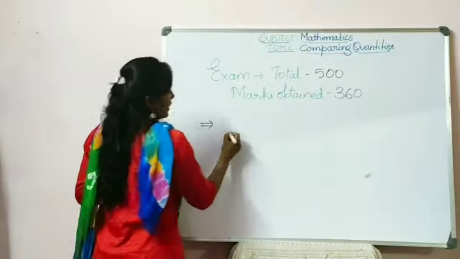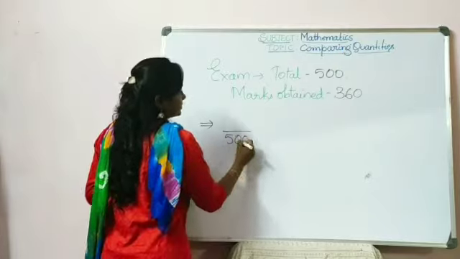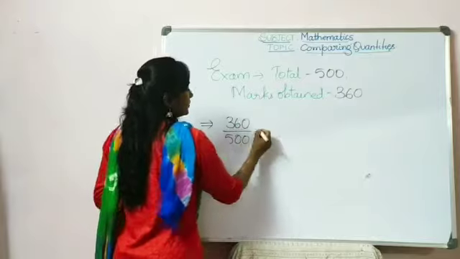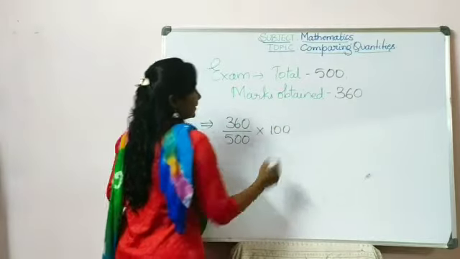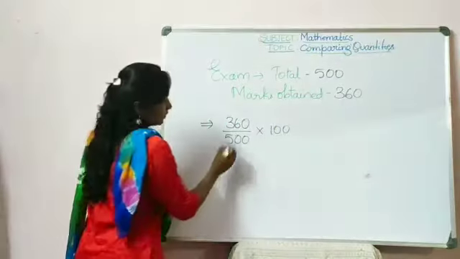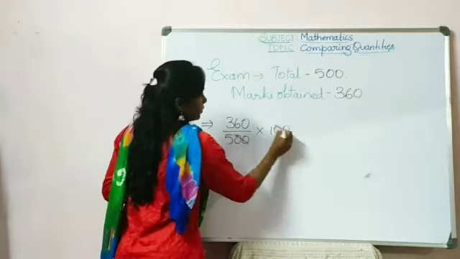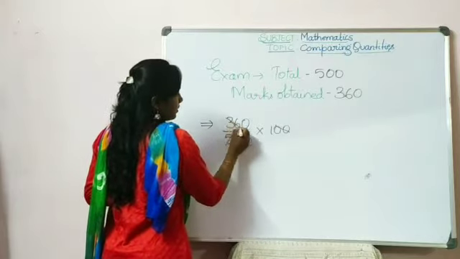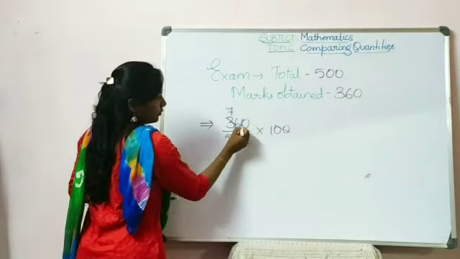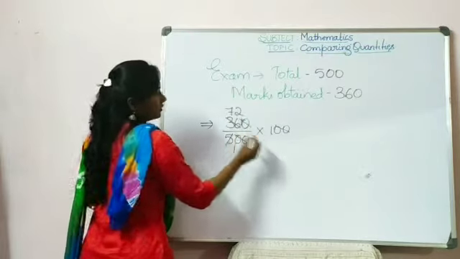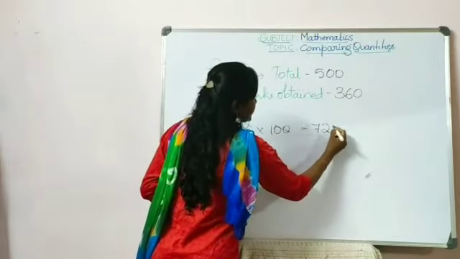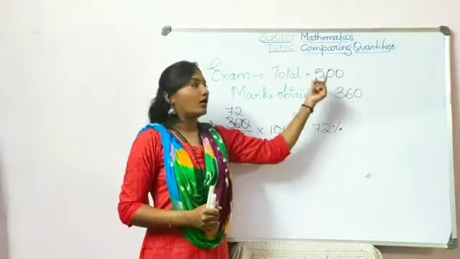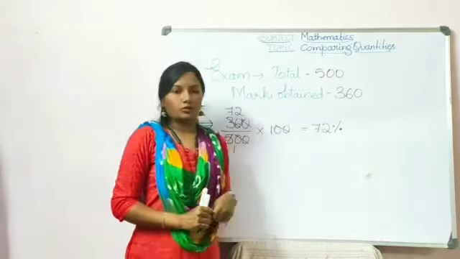How do we find out the percentage for this? So first we have to write 500, that is the total marks, in the denominator and the marks obtained in the numerator, and it should be multiplied by 100. So when we solve this, 2 zeros get cancelled. 5 ones are 5, 5 sevens are 35, 1 remains, 5 twos are 10. So in total I get 72%. So the percentage for 360 out of 500 is 72%.